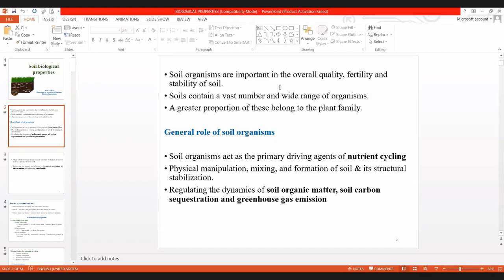So what is the importance of biological properties? Any idea? Physical properties mean structure, texture, color, those things come under physical properties. And chemical means colloidal properties, pH, cation exchange capacity, those things come under chemical. So what are the things that come under biological property?